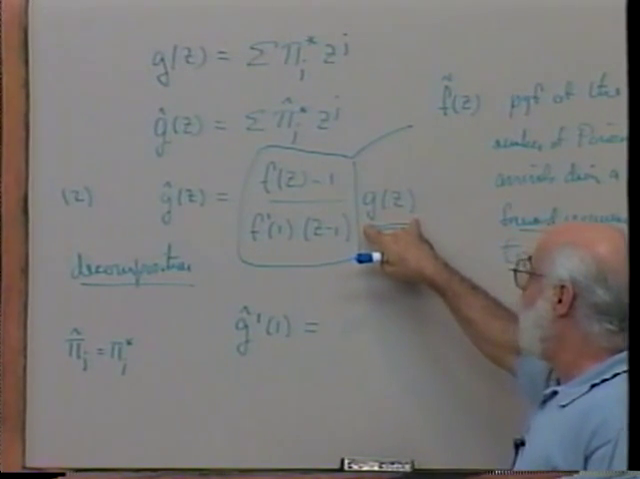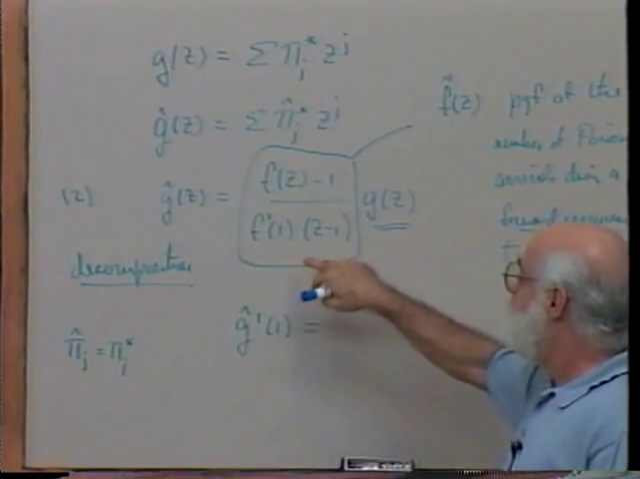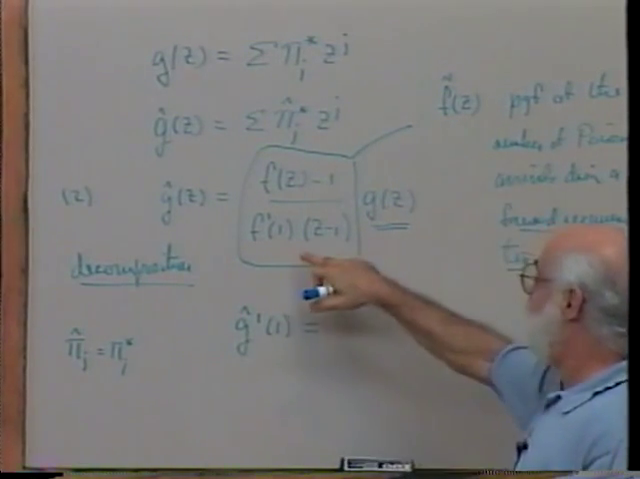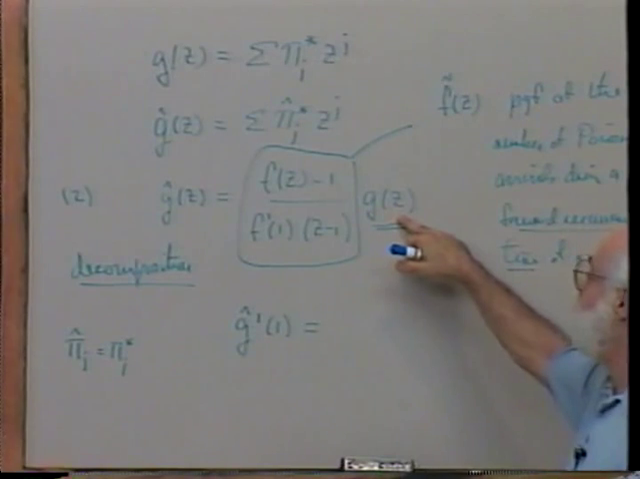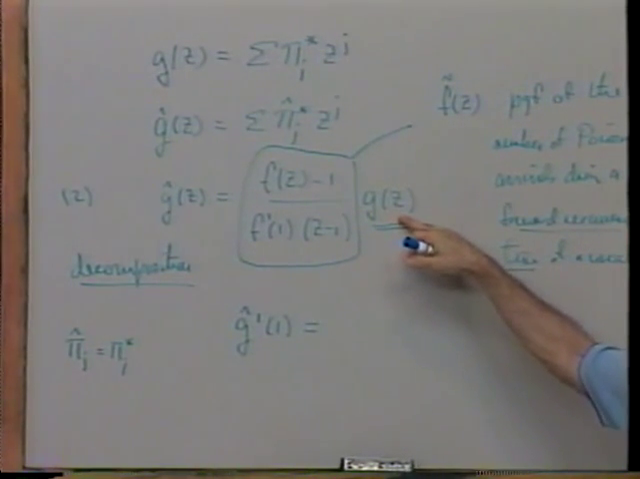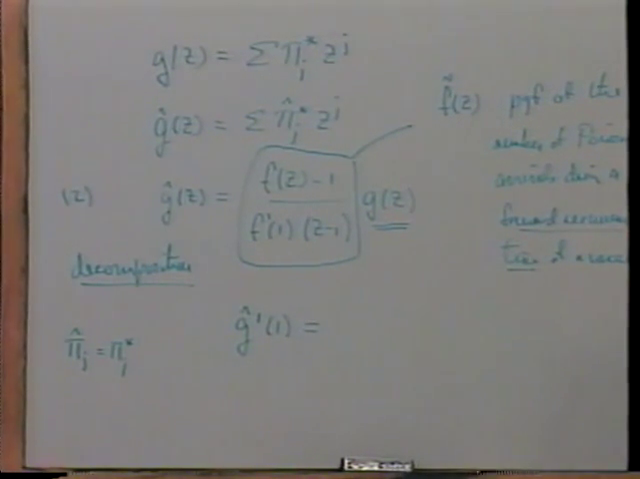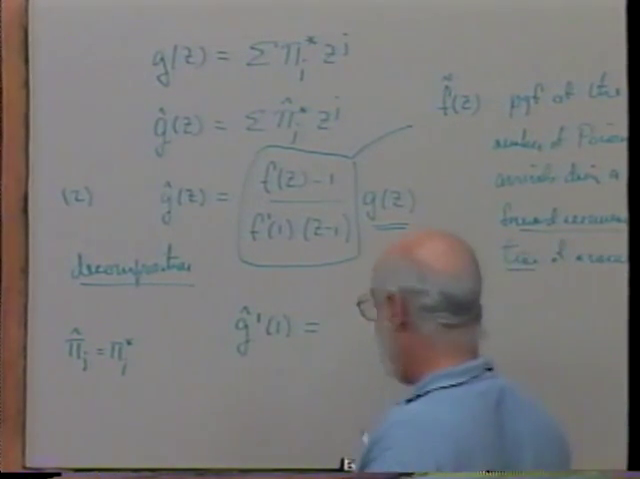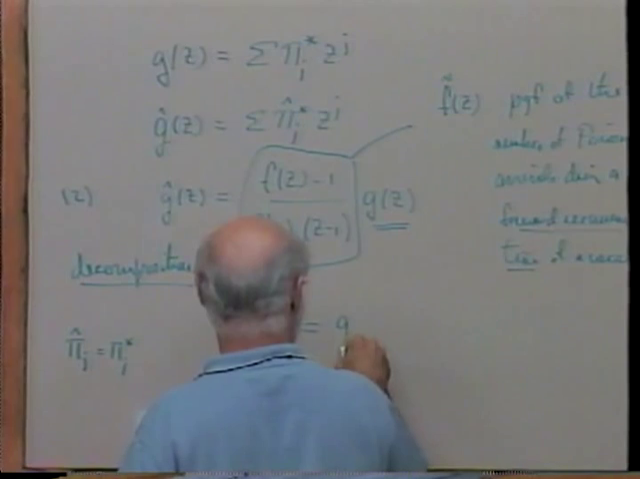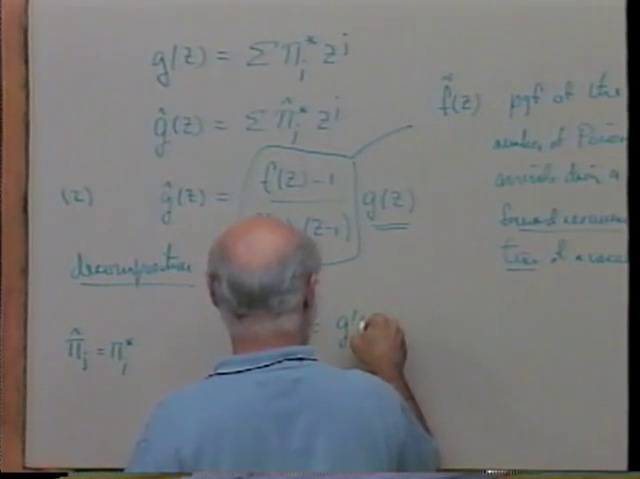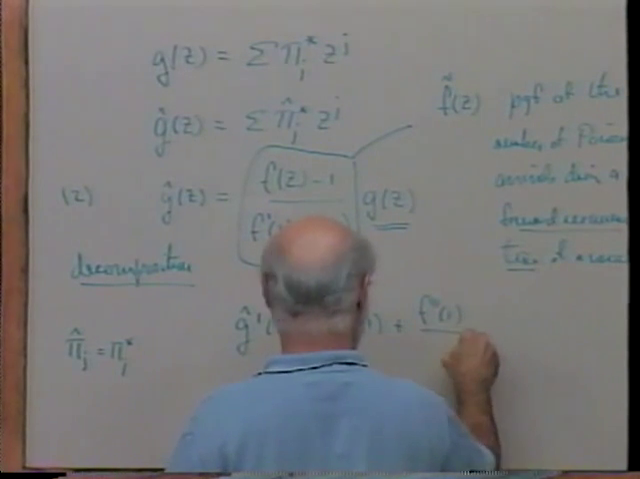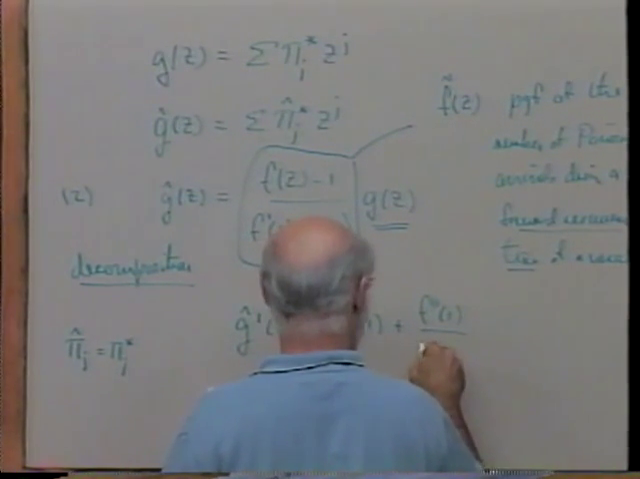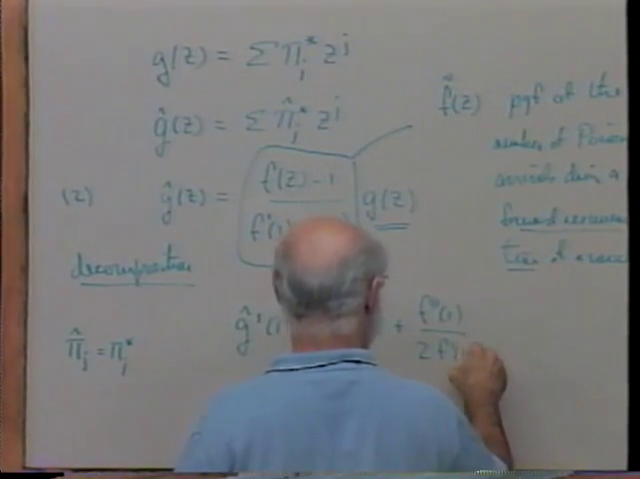In the case in which I have the derivative of that, this part, since it's a generating function, is going to be 1. And the derivative of that one evaluated when z is equal to 1 is the mean number in the ordinary M/G/1. So if you just take that derivative, what you get is g prime of 1 plus f double prime of 1 divided by 2 f prime of 1.